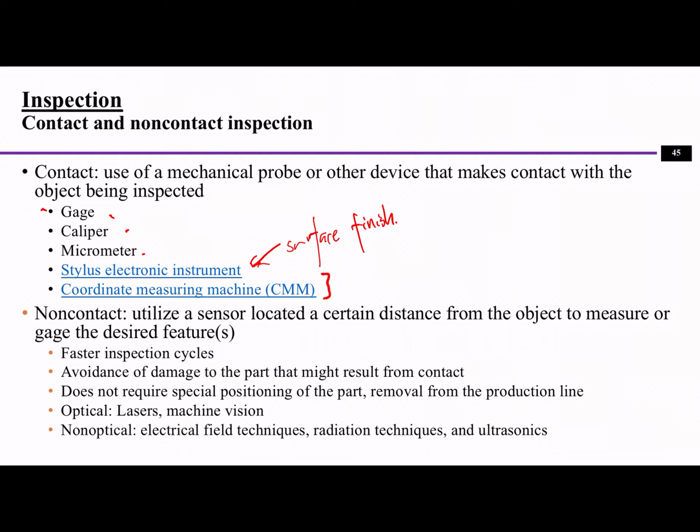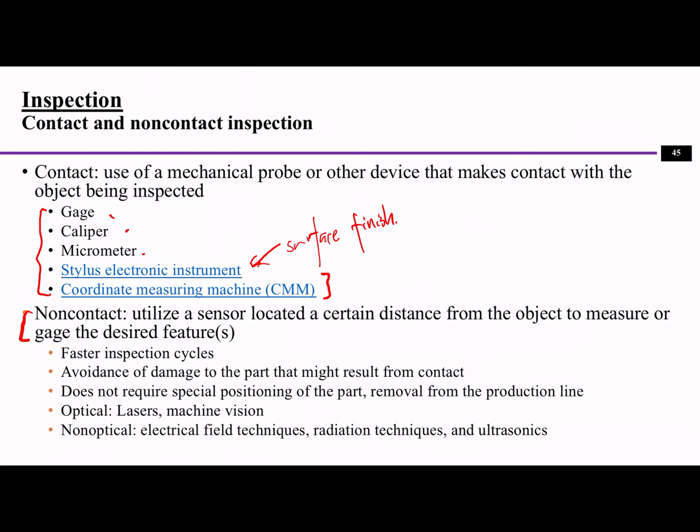And these tools, we call them contact inspection tools, because we have to use probes or devices to make contact with the object or the parts in order to inspect them. If you're not making contact, it cannot be measured or inspected. Well, another type of tool, we call non-contact tools.